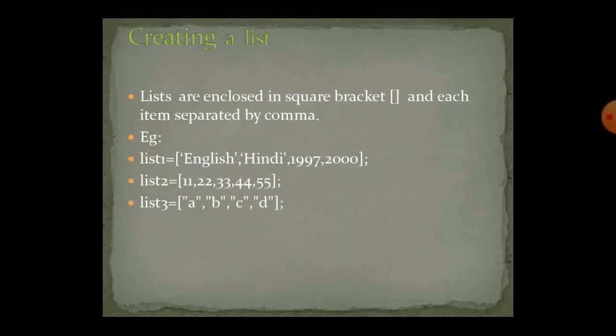How do we create a list? Lists are enclosed by square brackets, and each item is separated by a comma. For example, list1 equal to, open the square bracket. If it is a string value, you can enclose the value within single quotes or double quotes.